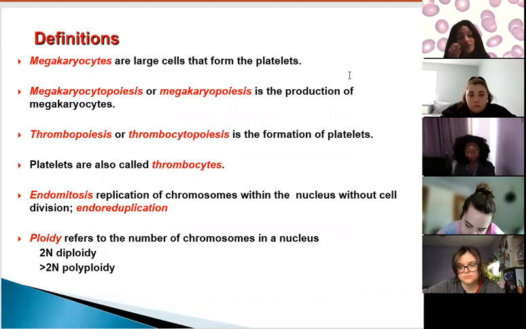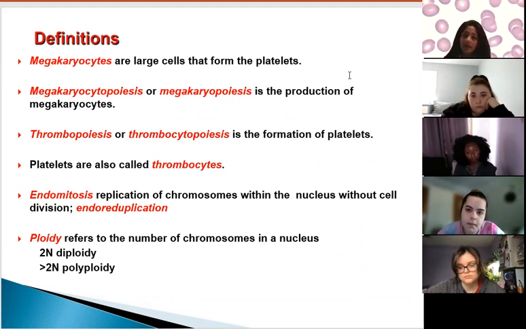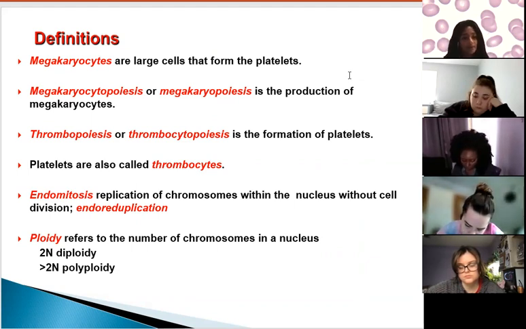Ploidy refers to the number of chromosomes that are present in the nucleus, right? So 2n is diploidy, and anything that's greater than 2n is polyploidy. The megakaryocytes are polyploid because there's a lot of replication of the chromosomes occurring in a megakaryocyte.